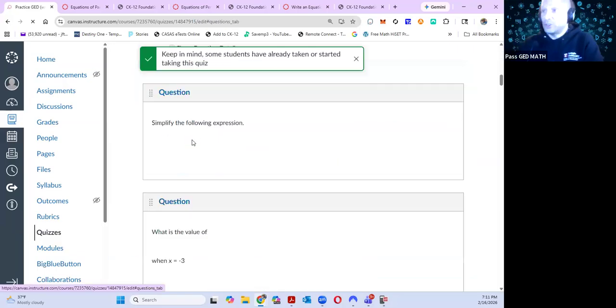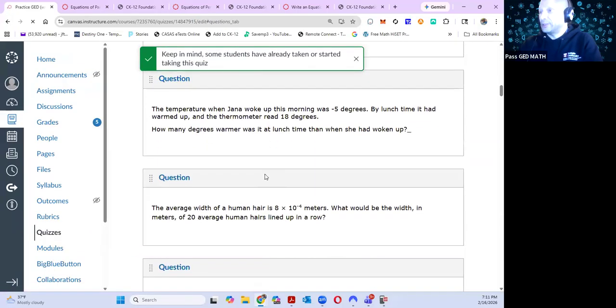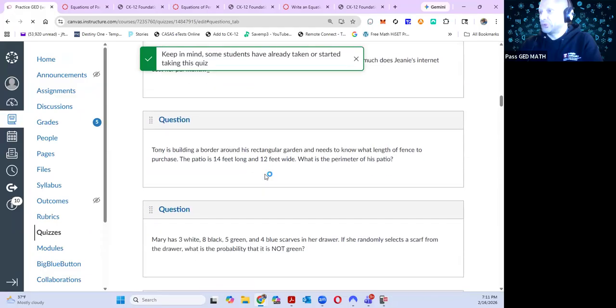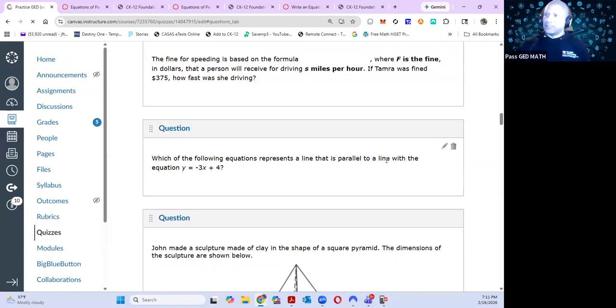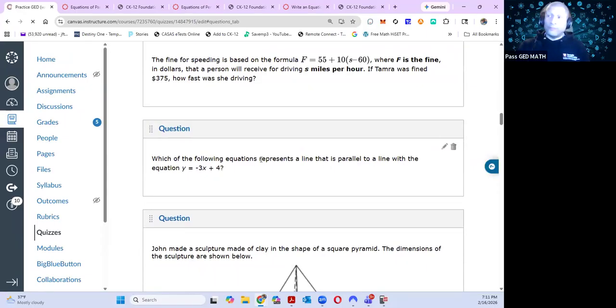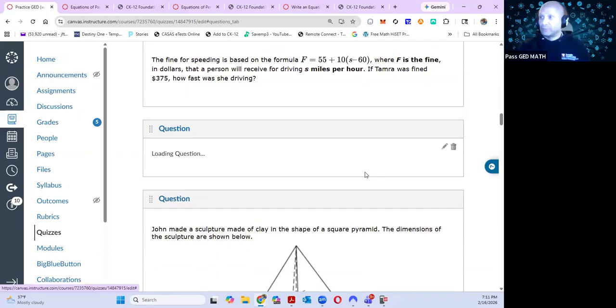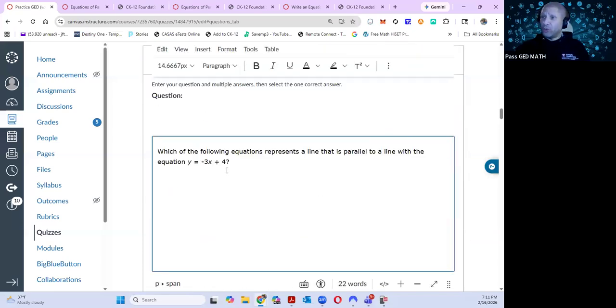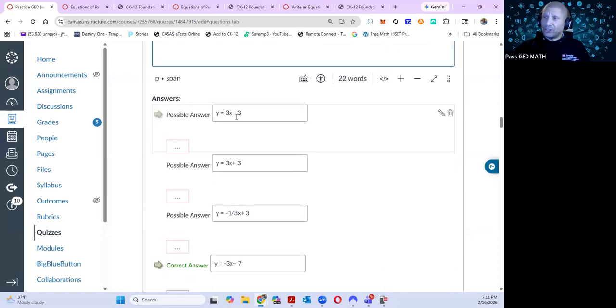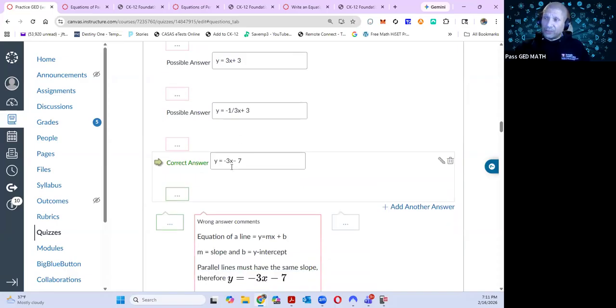So say, for example, let me find a linear equation right here. Which of the following equations represents a line that is parallel? Now, you should know how to do it because we already know the slope is -3, so I know it's going to start with y equals -3x. Right? But say we didn't know, because this is multiple choice. We know it has to start with y equals -3x. The choices are: y equals 3x, y equals 3x, y equals -1/3 x, y equals -3x minus 7.